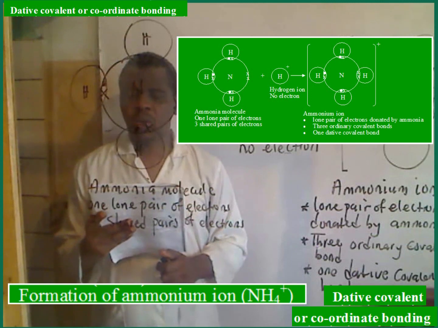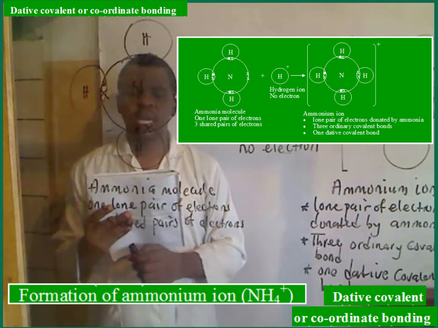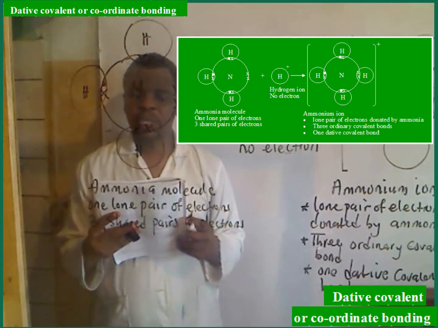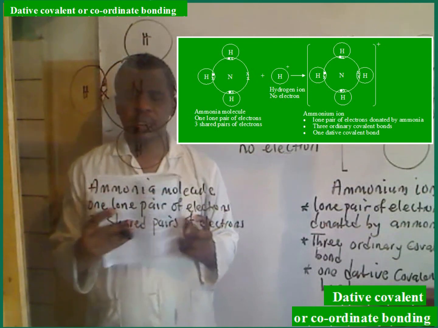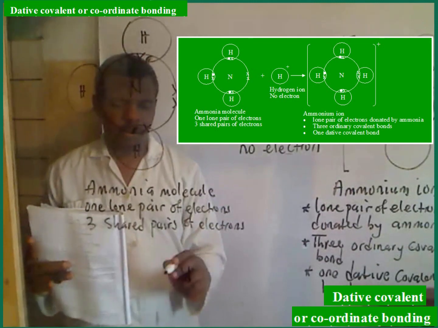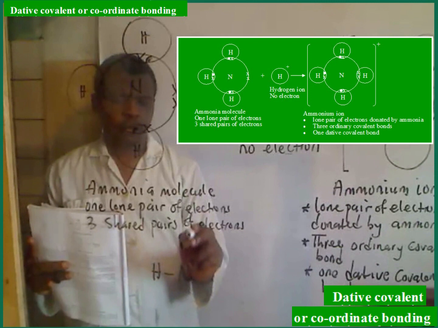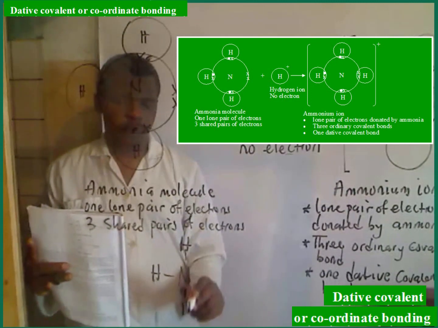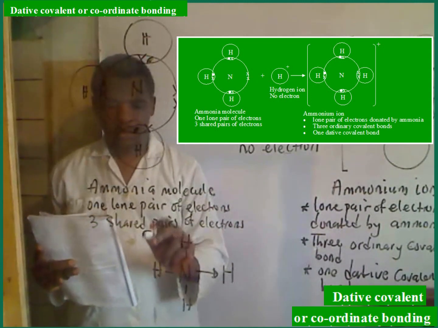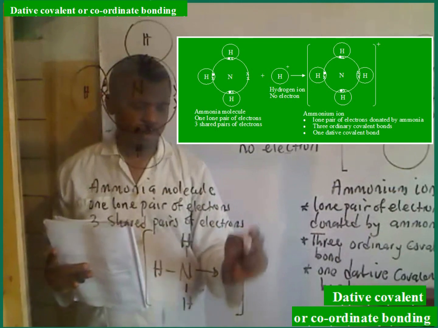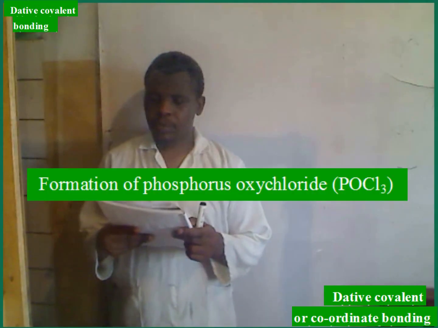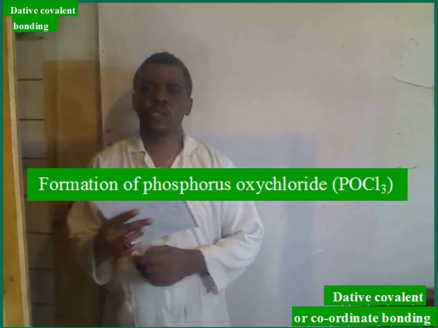Dative covalent or coordinate bond is represented by an arrow starting from the donor atom to an acceptor atom. The formation of ammonium ion can be represented as follows. Formation of phosphorus oxychloride.